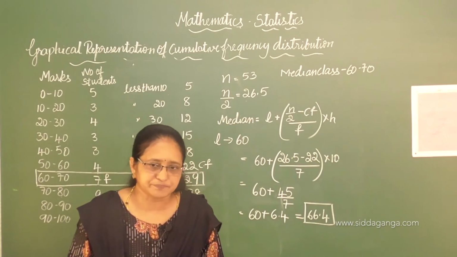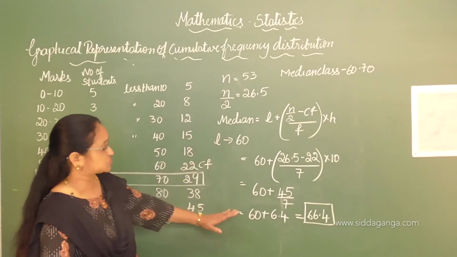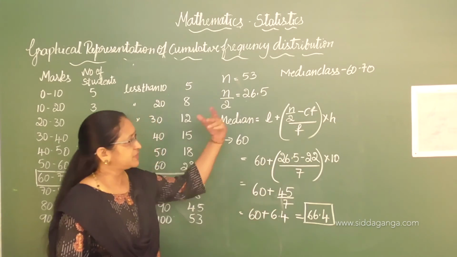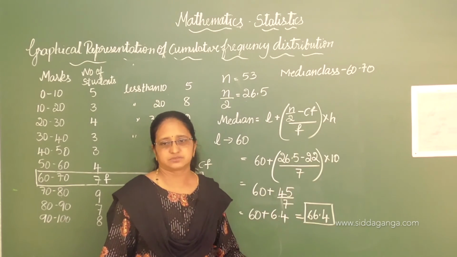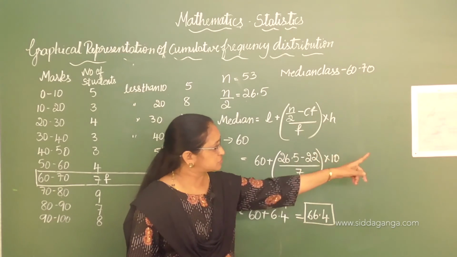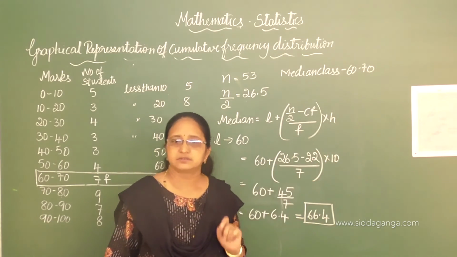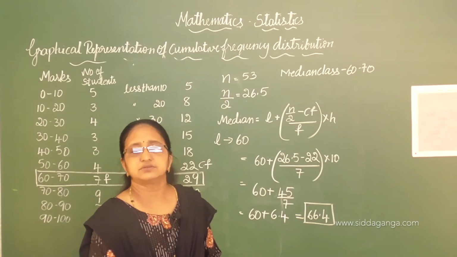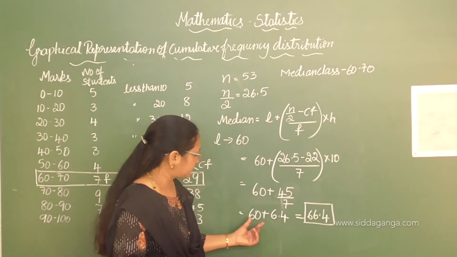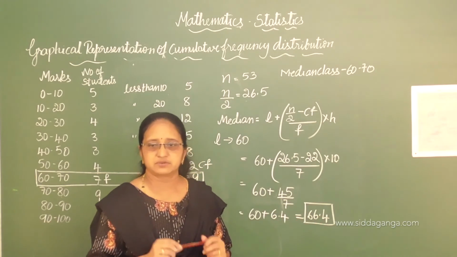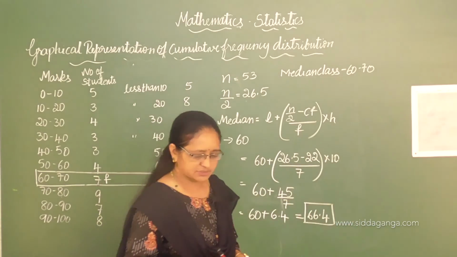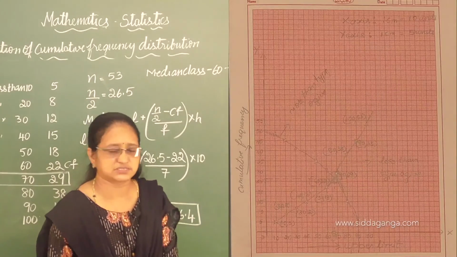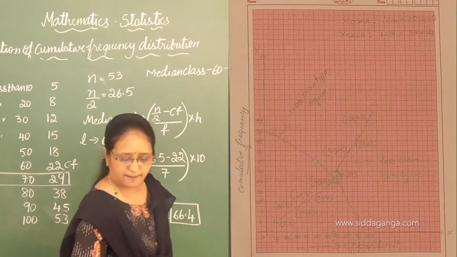I hope it is clear. Why did I do this? Just to show that the median we got through the graph is the same. You should be very careful when you take the graph, there is a point you have to observe. So what is the median we got here? 66.4. Now let us move on to the graph and see where the point of intersection is.